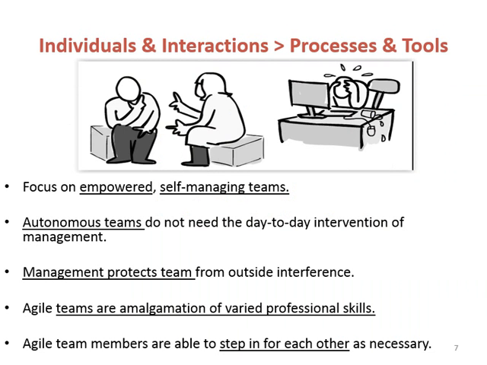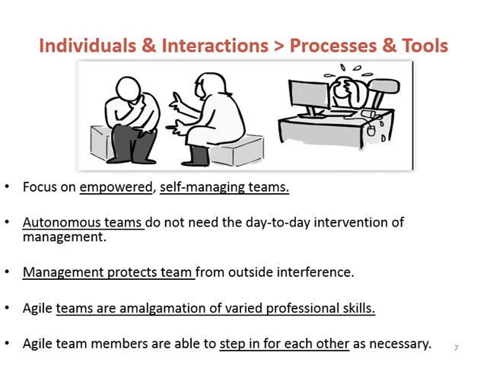So individuals and interactions are given more weightage over processes and tools. So you can say individuals and interactions are greater than processes and tools. Although processes and tools are also important, individuals and interactions are more important. So what do you mean by that? Focused on empowered, self-managing teams. Agile says make the teams self-managing.